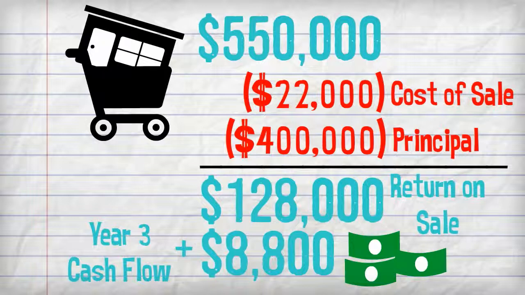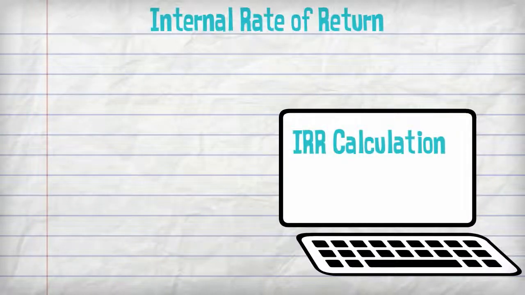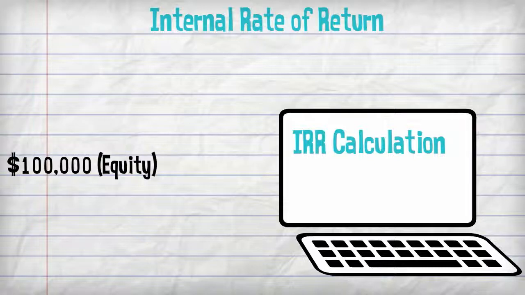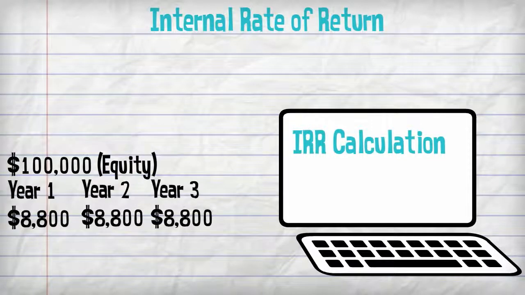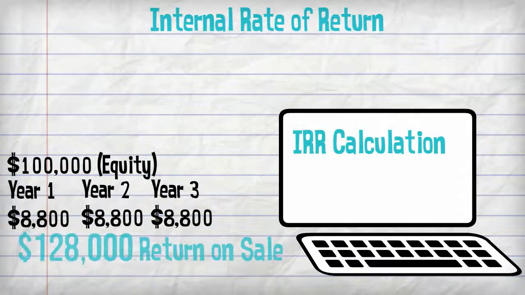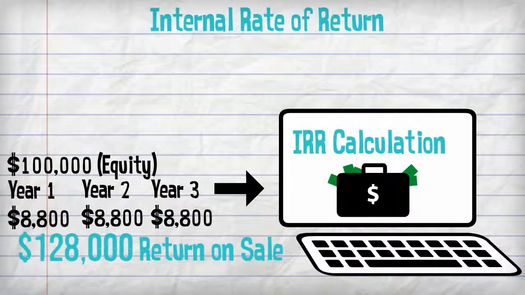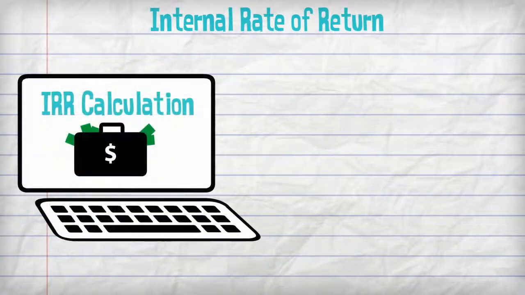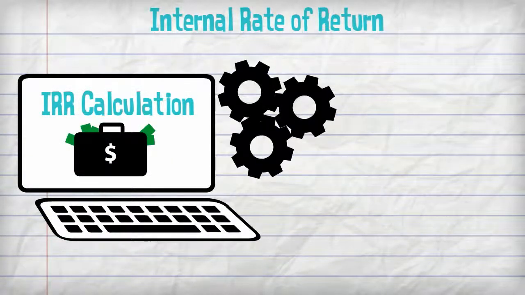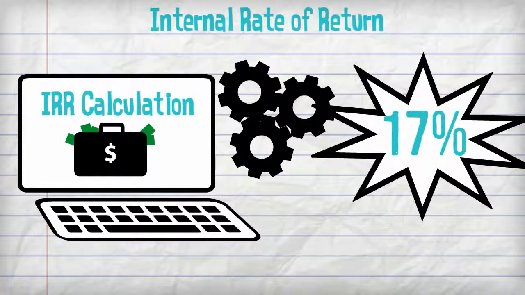The internal rate of return uses the initial cash contribution of $100,000 along with the estimated future cash flows and the anticipated depreciation value upon sale to figure out the overall return that the investment might generate. Using these values and a relatively complicated mathematical function, the IRR for this commercial property is 17%.